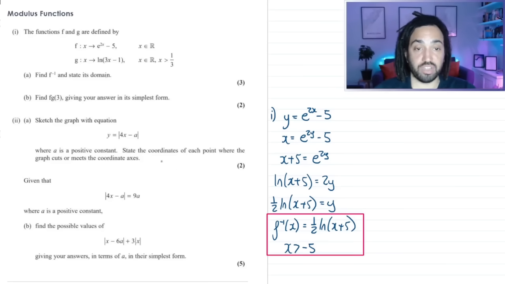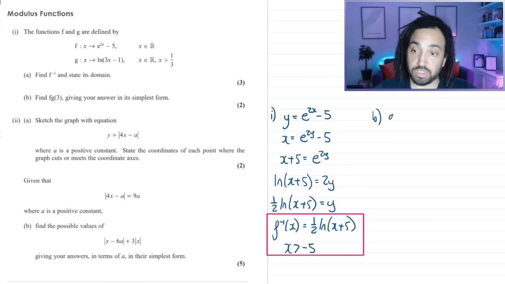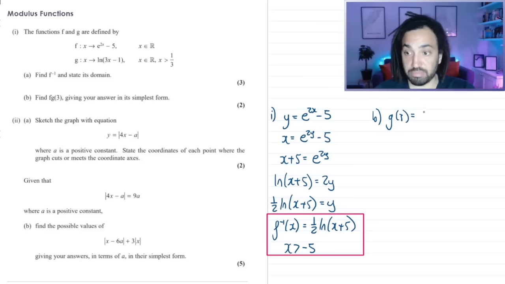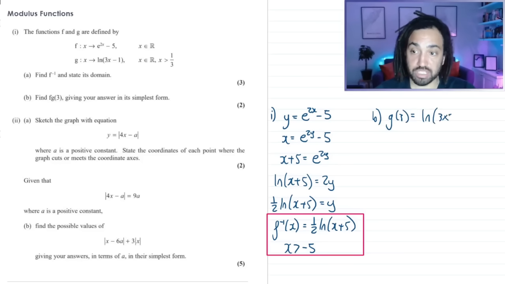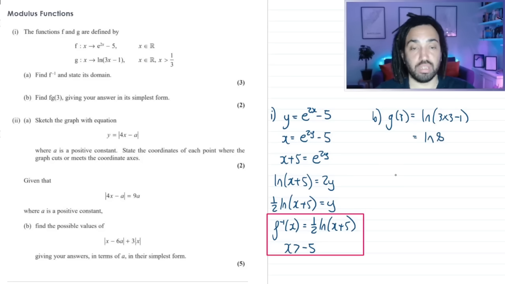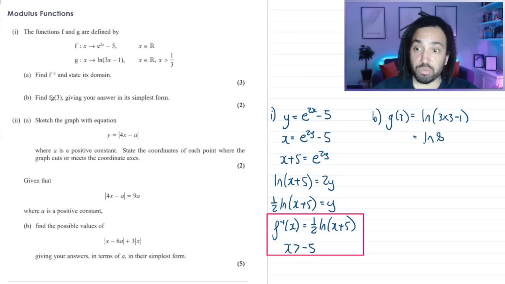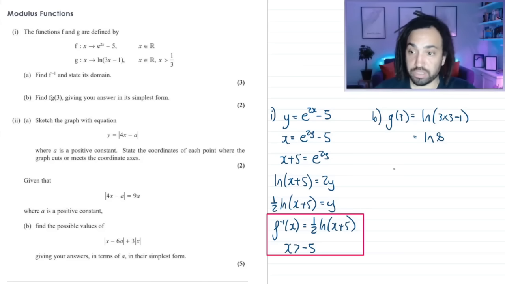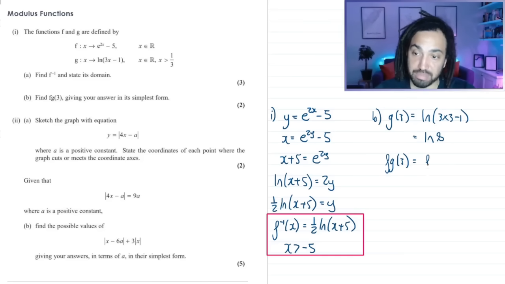Next part, it says find f of g of 3, giving your answer in the simplest form. So that's part B. First off, we find g of 3, which means we put 3 into g, which gives us ln of 3 times 3 minus 1, which is equal to ln of 9 minus 1, so ln 8. And then we put that into f. So f of g of 3 is the same as f of ln 8.